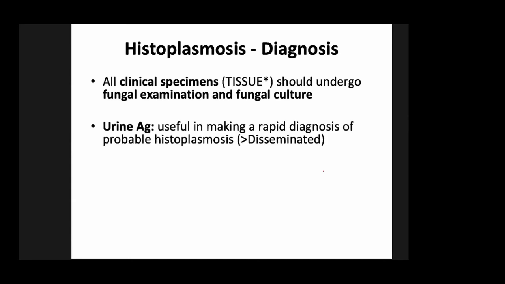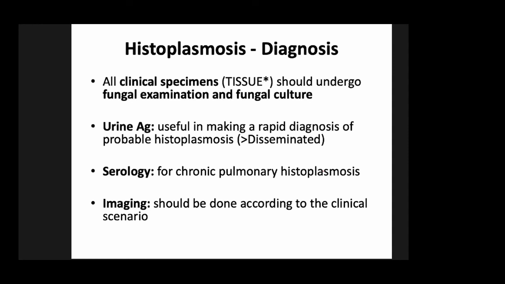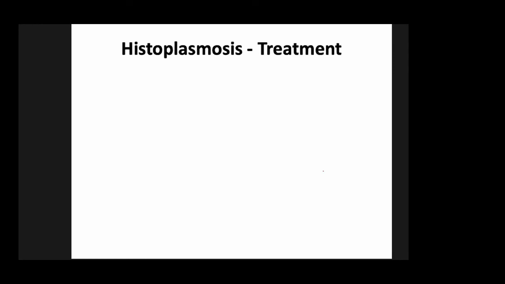For the diagnosis, with all your clinical specimens, it's really important to get tissue in these patients, for fungal stains and fungal cultures. Urine antigen is useful in making a rapid diagnosis of probable histoplasmosis. The thing that you should know is it's more sensitive for patients that have disseminated histo or patients that have acute pulmonary histoplasmosis. If you have someone with a cavity and you think that the patient has histo, it's not super useful. Serologies are mainly used for chronic pulmonary histoplasmosis.